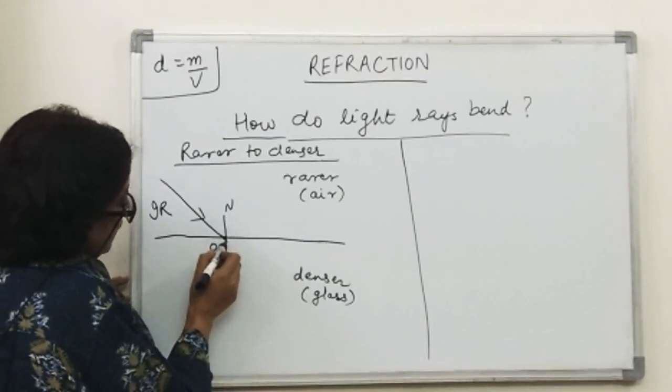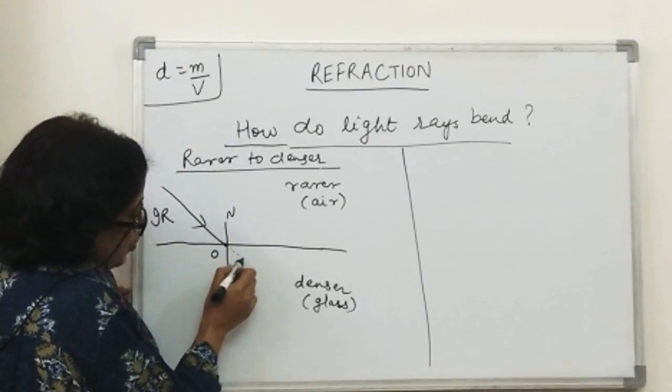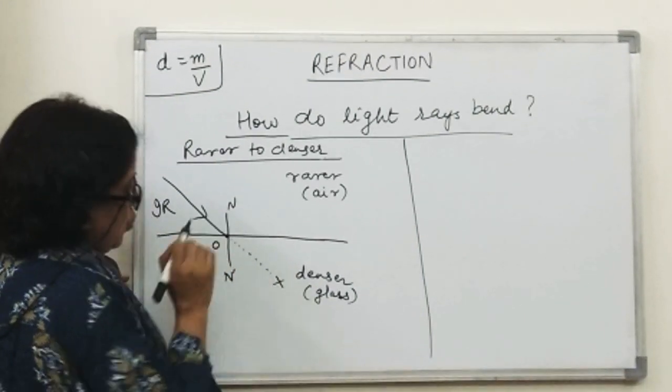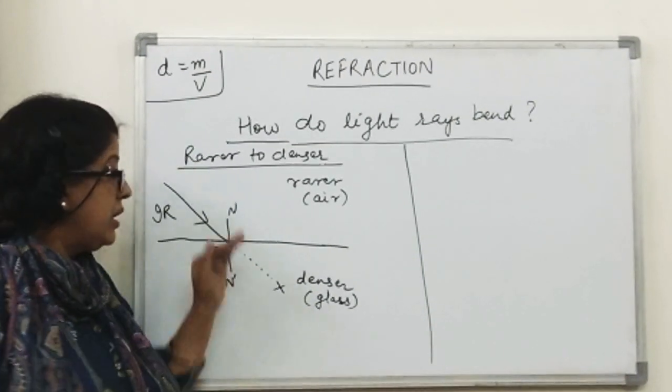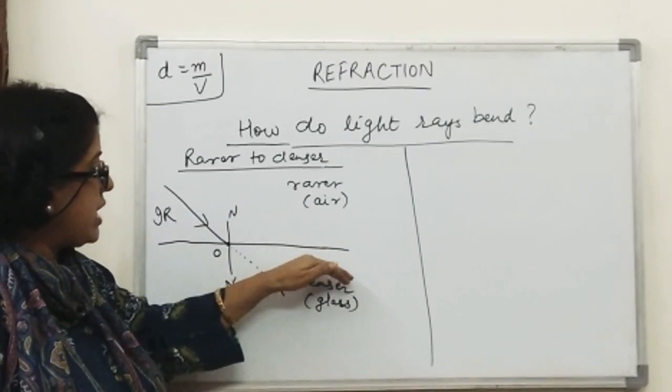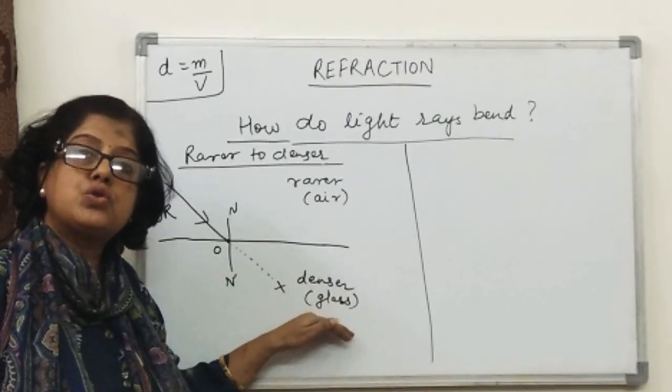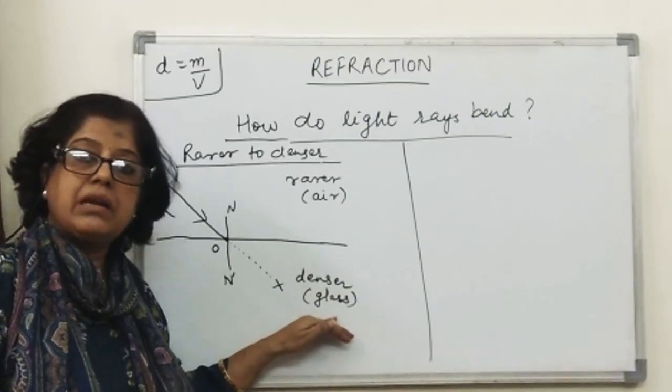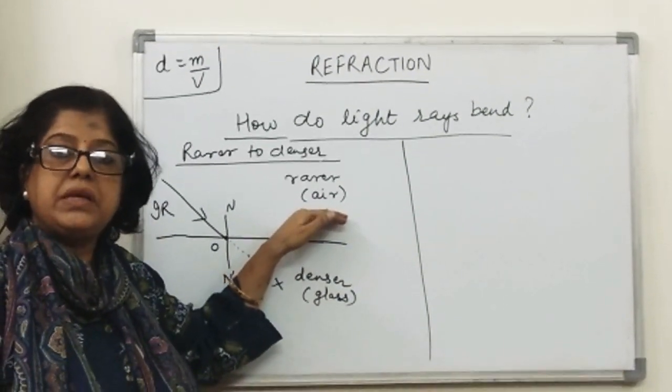Now, this ray of light will not go straight. Now, how will it bend? As a ray of light goes from a rarer medium like air to a denser medium like glass, it slows down. The speed is less in glass as compared to its speed in air.